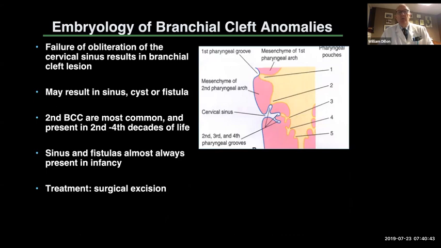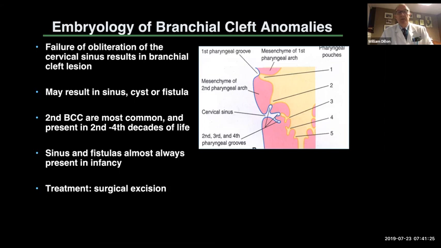Okay, just a word about branchial cleft anomalies. Remember that these arise from abnormalities in the branchial arches, the pharyngeal arches, and the cervical sinus. And the second branchial cleft is the one that has most of the anomalies, although they can occur in any of these pharyngeal grooves. It can arise in the first, second, third, and fourth, but most arise in the second. And these anomalies can result more frequently in a cyst, but one can have a sinus tract or a fistula between the pharynx and the outer portion of the skin.